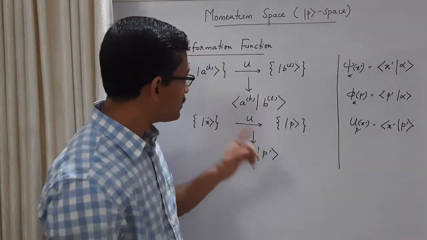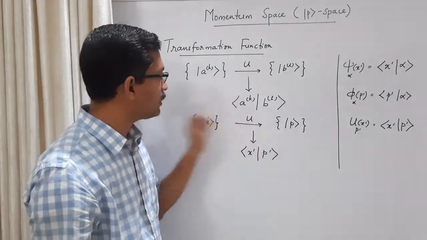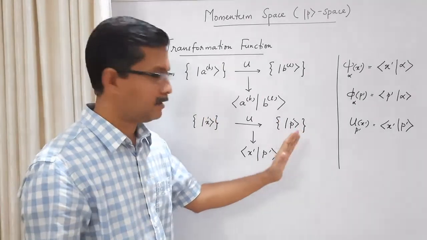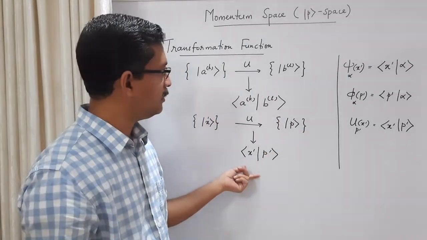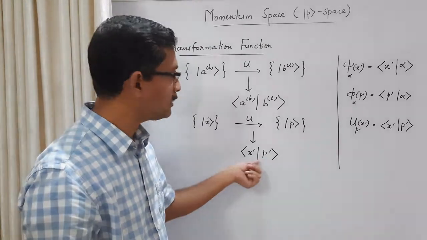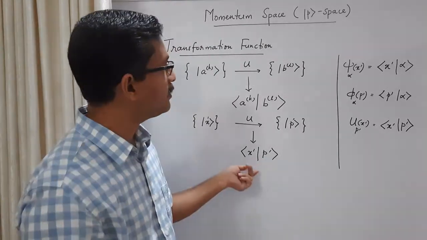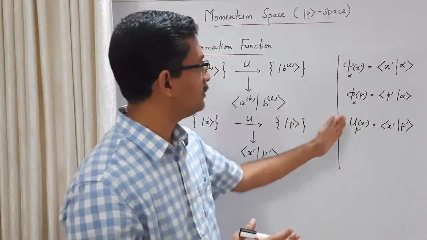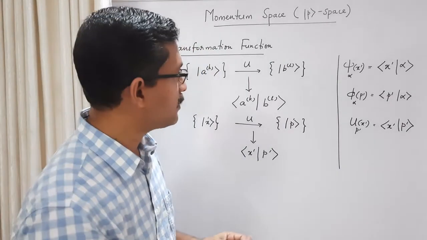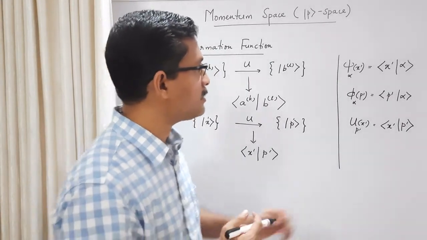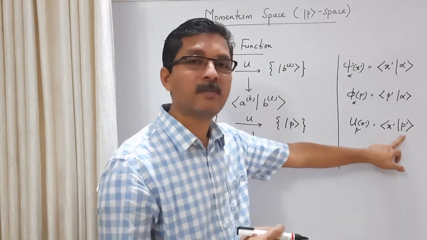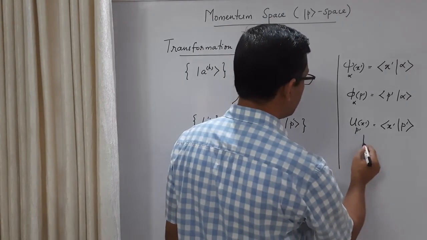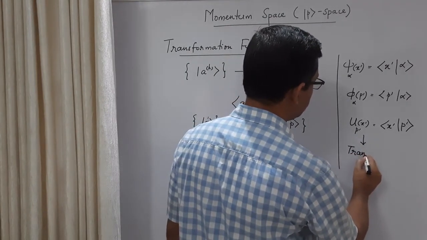Understand that this is the matrix element of the unitary operator that produces the transformation from position base ket to momentum base ket. And this matrix element is a continuous function. Why? Because these two base kets are continuous functions. This matrix element is called the transformation function, and it can be interpreted as the wave function of the momentum eigenket in position basis. So this is a transformation function.